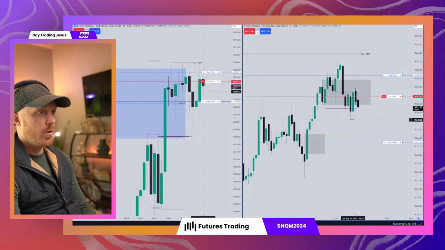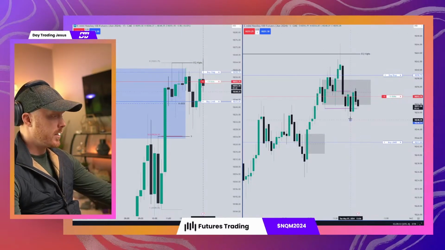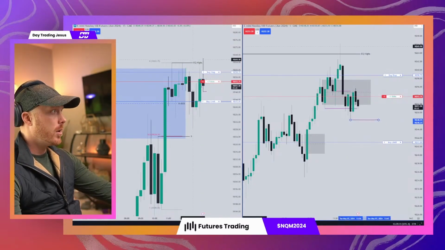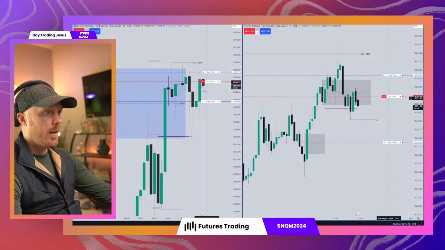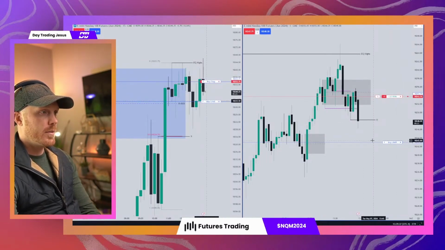Once we hit this low right here, I'm probably going to move my stop to break even because I just don't know what price is going to do. Right there. Once we hit that low, I'm probably going to move this buy stop to break even just to protect myself. And this is my target for 10 handles right here.